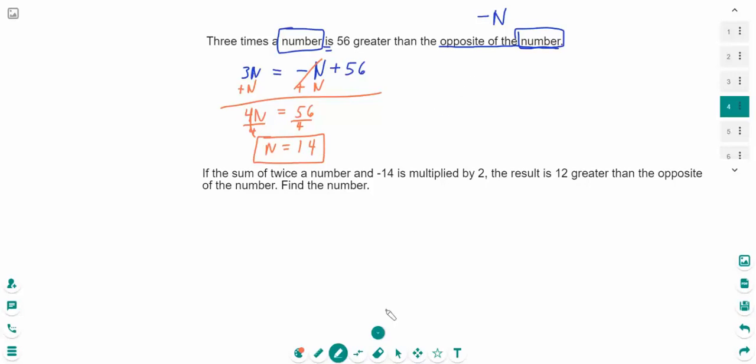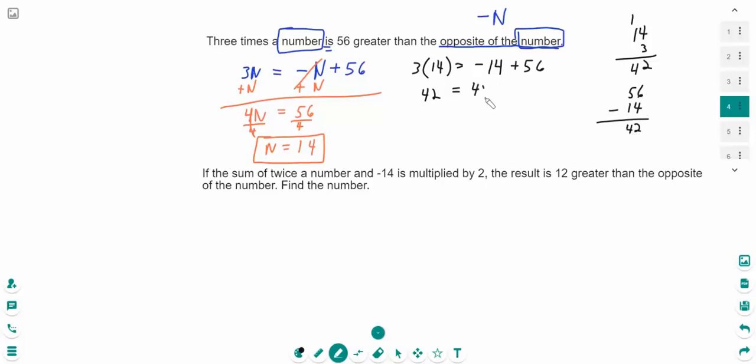And if we double check that, 3 times 14 equals negative 14 plus 56. And 3 times 14, again, if you want to do it off to the side, there's nothing wrong with that to make sure you don't make a mistake in your head. 3 times 14 is 42 equals 56 minus 14. Right? I'm just taking this positive 56 and subtracting that 14. 6 minus 4 is 2, so we end up with 42, which checks out. So we know we did it right.